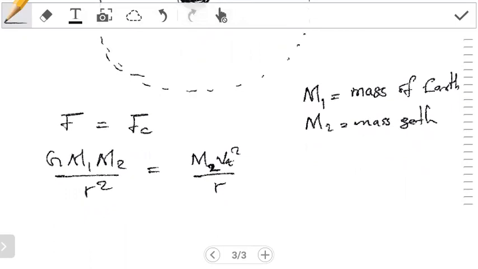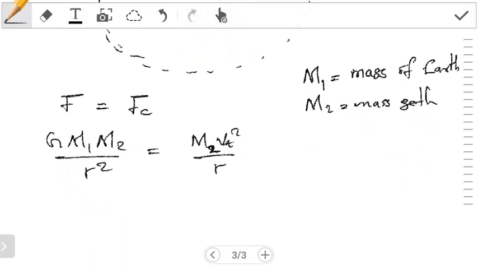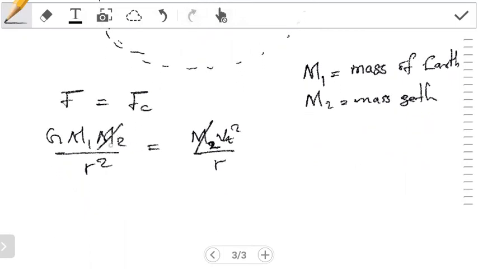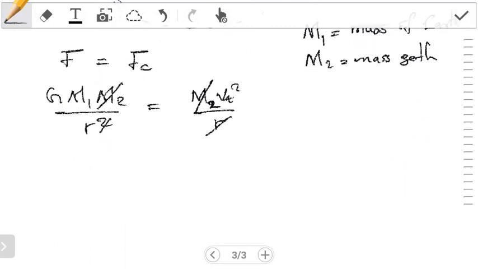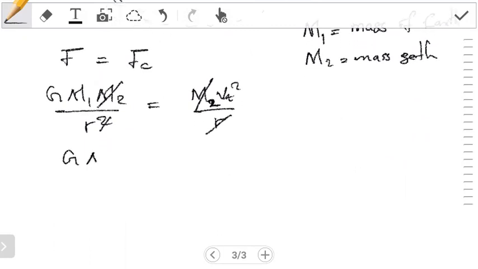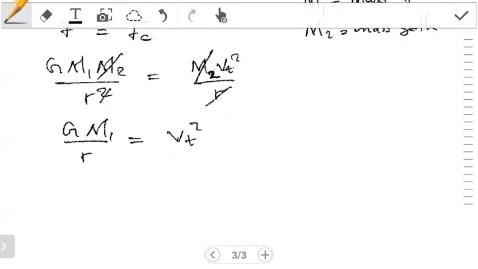So from the equation, you see that M2 cancels out from both sides. And apart from this, one R cancels out in the denominator on one side, and the other side goes all the way. So the equation now remains M1 over R is equal to Vt squared. Here we want to find the mass of the Earth. So M1 is equal to R Vt squared over G. Okay.